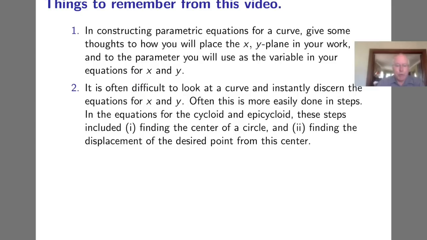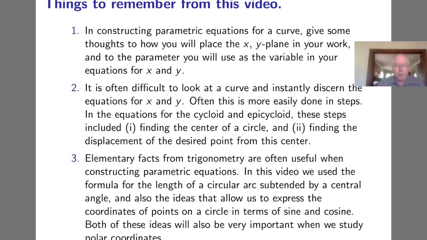And in deriving the equations for the cycloid and the epicycloid, we saw these steps consisted of two things. One, first finding the center of a circle, and then two, finding the displacement of the desired point from the center. We had valuable trigonometric ideas involved in both those pieces. And in fact, elementary trigonometry is often very useful in constructing parametric equations. Two of the very important and recurring yet basic ideas are the formula for the length of a circular arc subtended by a central angle, and also ideas that allow us to express the coordinates of points in a circle in terms of the sine and cosine.